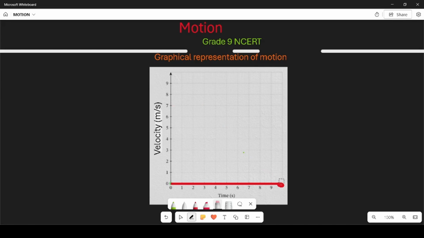But in a distance time graph, the same line means that the object is returning to its original position. So that's about distance time graphs and velocity time graphs. Now let's move on to equations of motion.